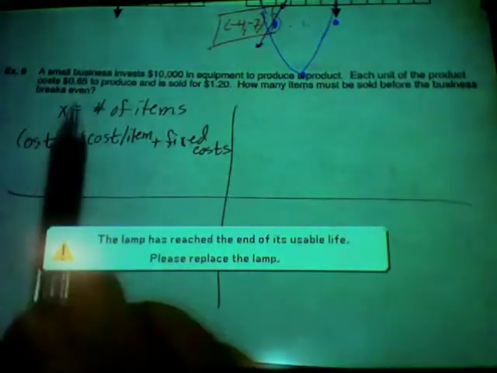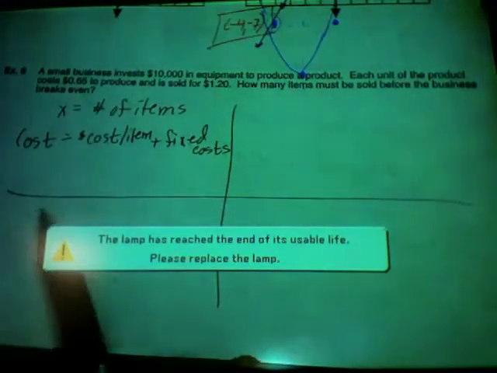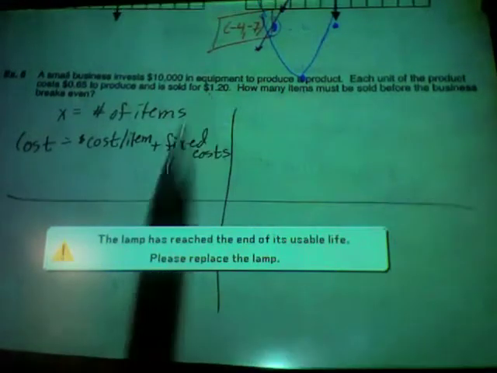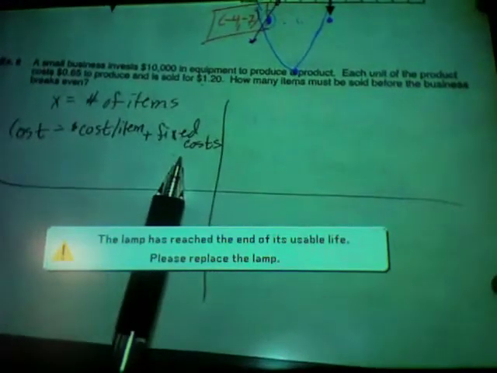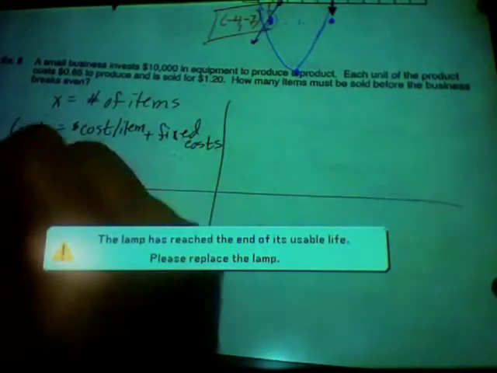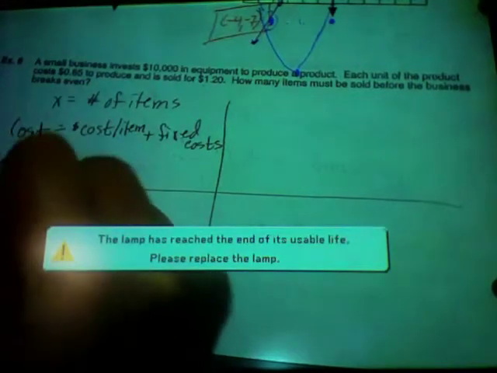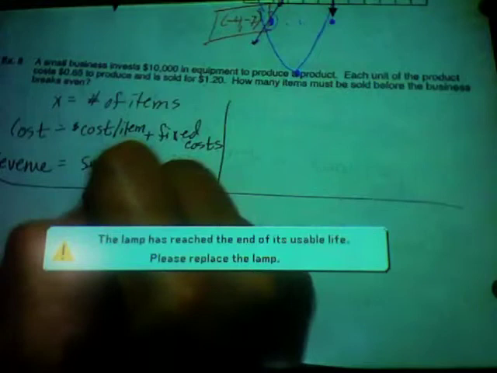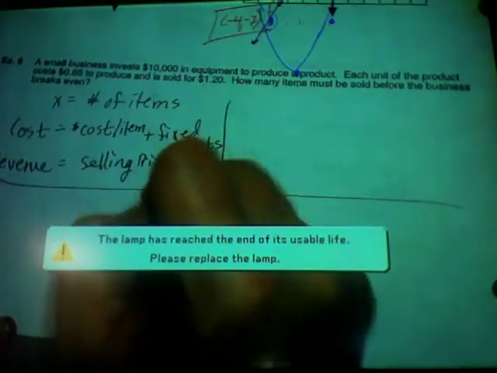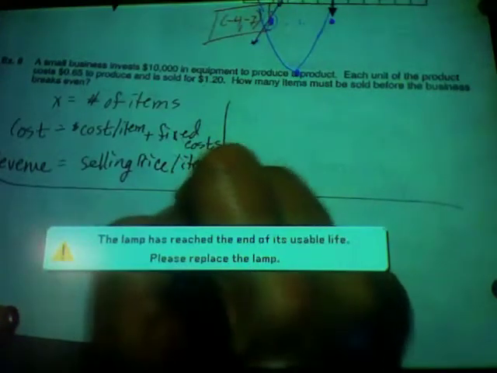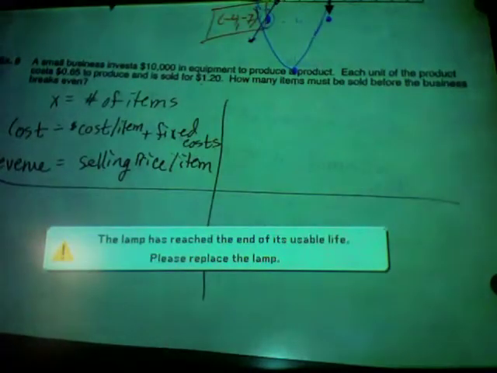Right? And so doesn't it cost 65 cents to produce each item? And here they're giving you the selling price, so you can find how much they're making off of each item. Part of the break even is taking into account these fixed costs. I have to make back that $10,000 before I can actually truly start making money. And so my revenue is equal to the selling price per item, in this case, $1.20 times X.